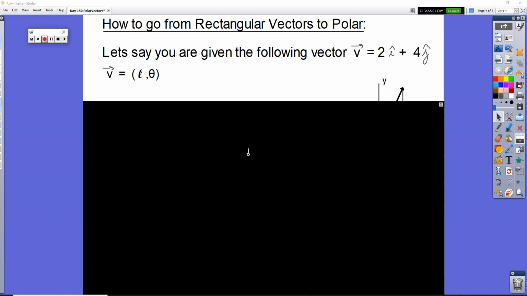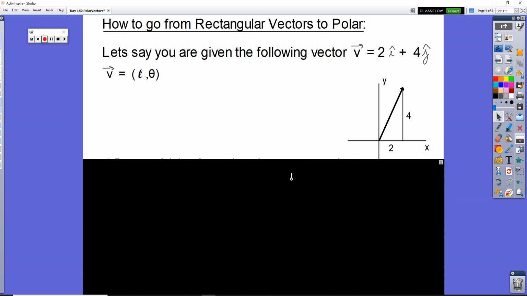Now that we understand how to go from polar to rectangular vectors, let's take a look at going back the opposite way. So if I give you a rectangular vector, how do we get ourselves back to polar form? This is a little bit harder, and it's only harder because of the limitations on our inverse trig functions, which we'll talk about in a moment. But let's say you're given the following vector. V equals 2 units in the I direction plus 4 units in the J direction. So this is a rectangular vector. And we'd like to get ourselves into polar form. So we'd like to know the total length and the directional angle.